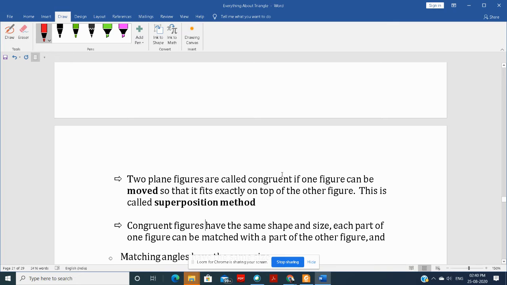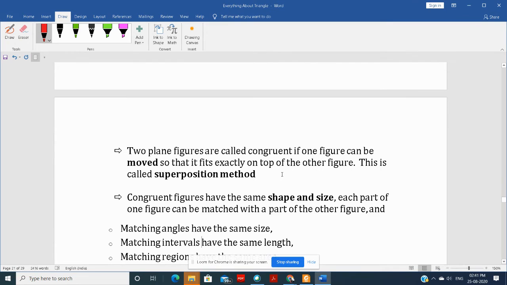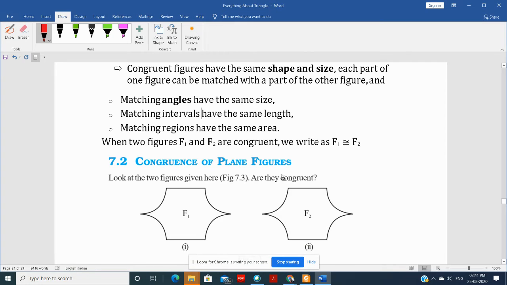So, we can say that congruent figures have the same shape and size. And each part of one figure can be matched with the part of the other figure. Now, these parts of one figure can be angles, intervals or line segments, and regions. So the angles have the same size, their sides will have the same length, and the regions will also have the same area.